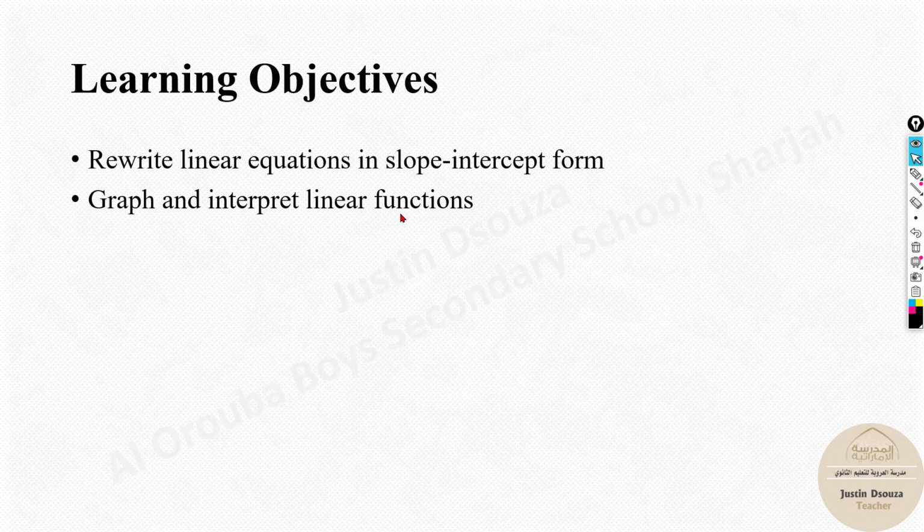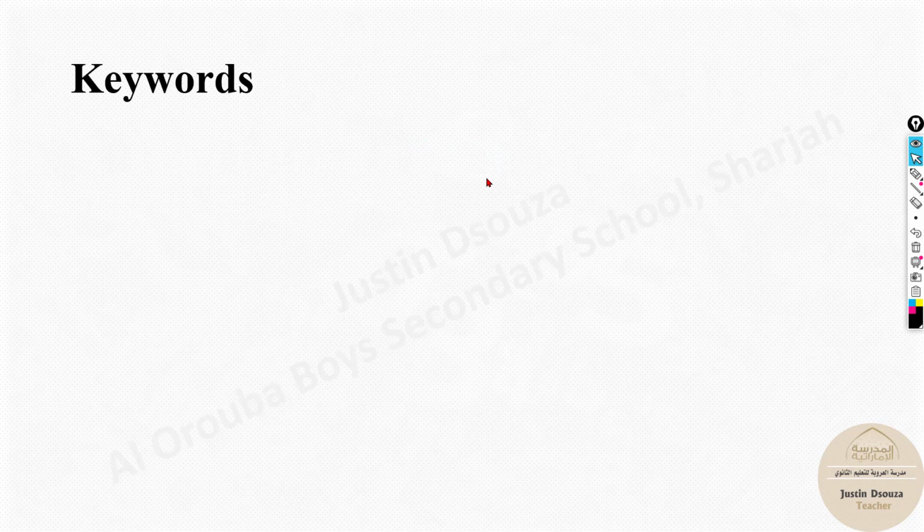Now, we have done graphing of linear functions, but now we will deal with slope-intercept form mainly of a linear function. We will look into this in a while. Before that, the keywords are parameter, constant function. We will come across these as well.